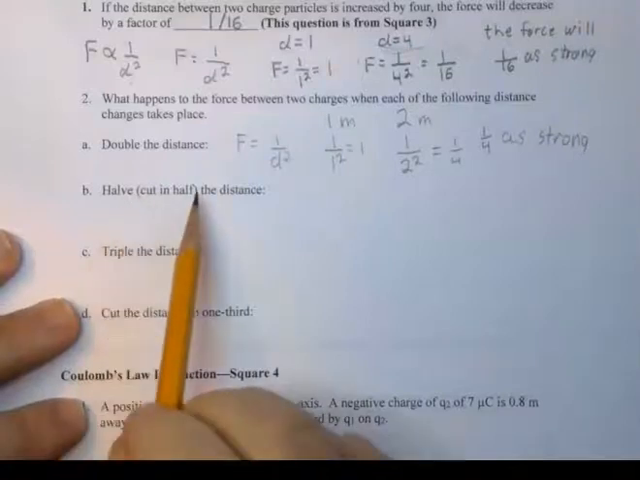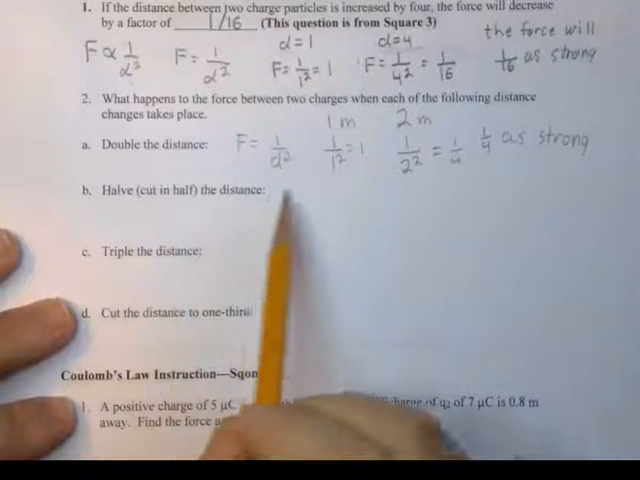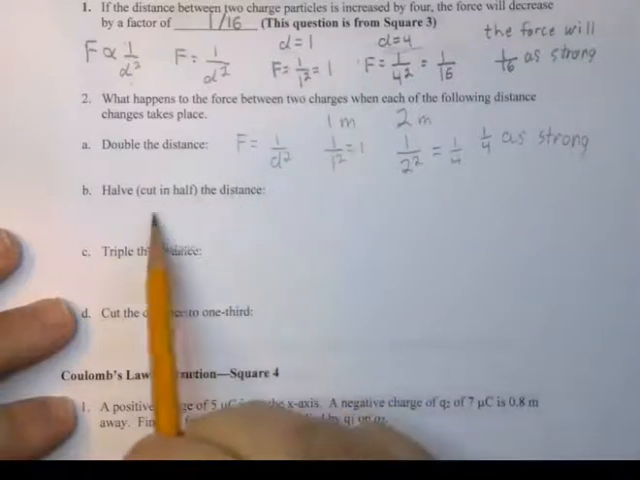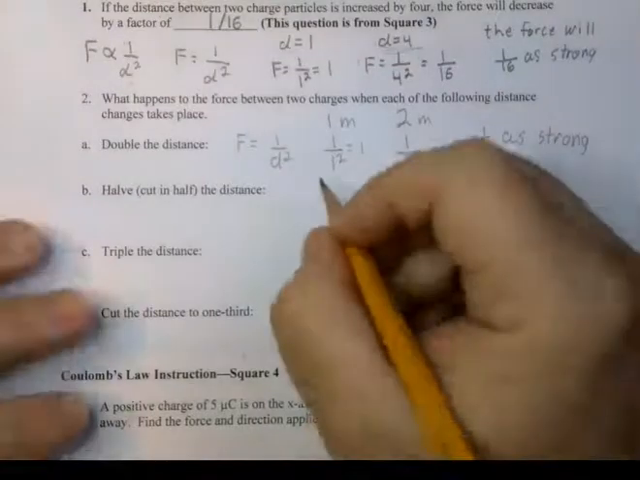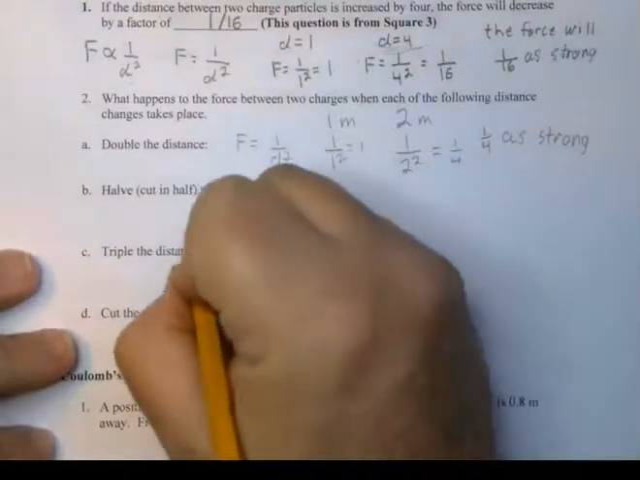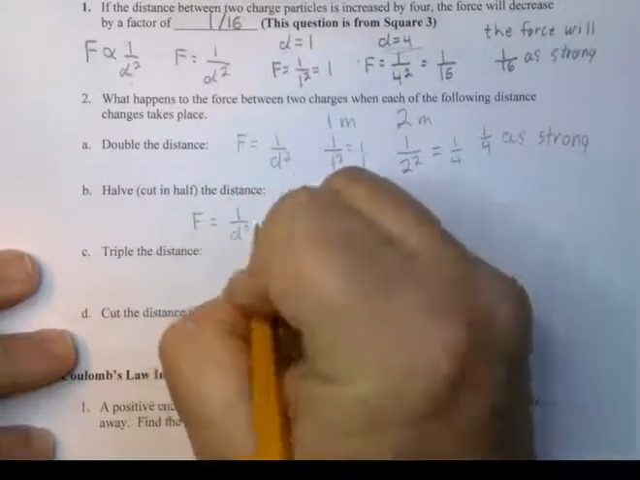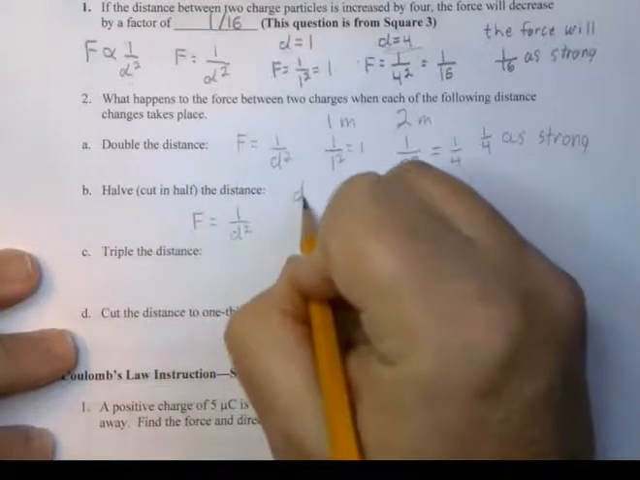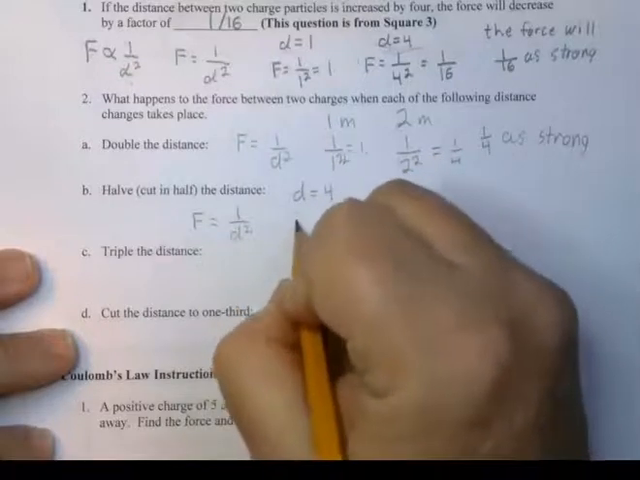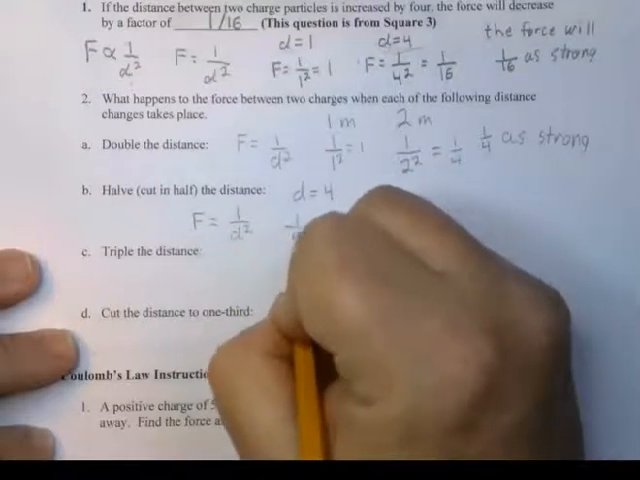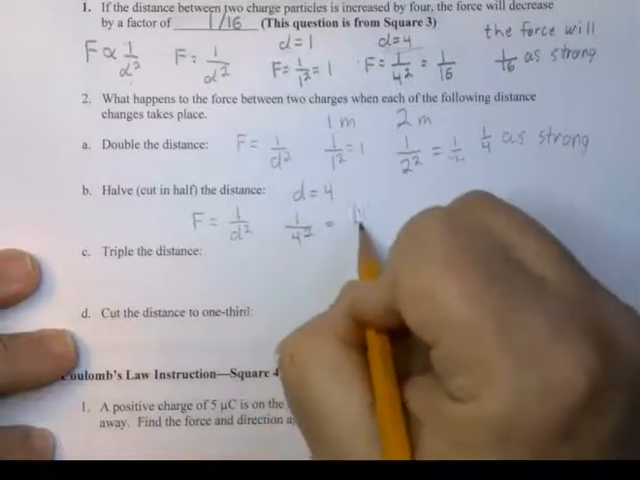Okay, what about if you cut the distance in half? Now you're bringing them closer together. So when you pick a number, you want to pick a number that you can divide by 2 and not end up with a decimal or some weird fraction. So we're going to again say that force is 1 over distance squared. Let's just start this time with a distance equal to 4. So 1 over 4 squared, and that would be 1/16.